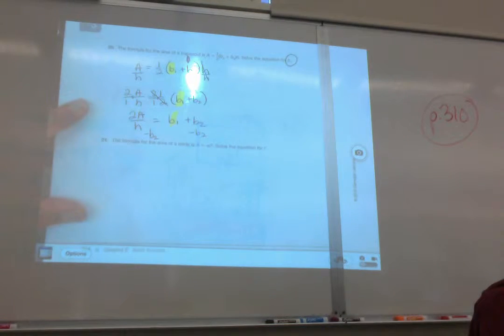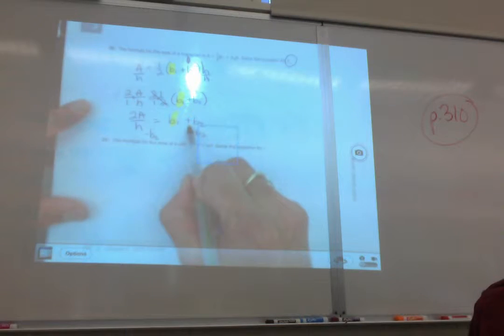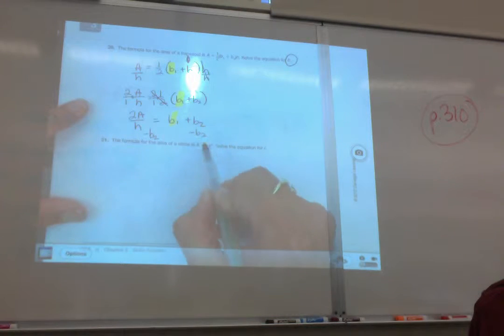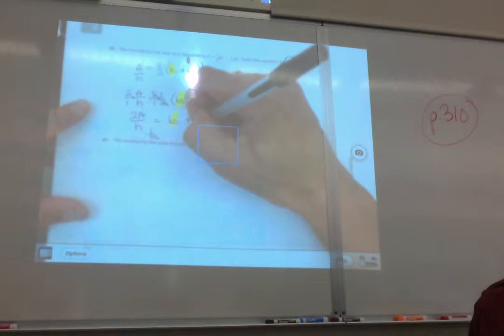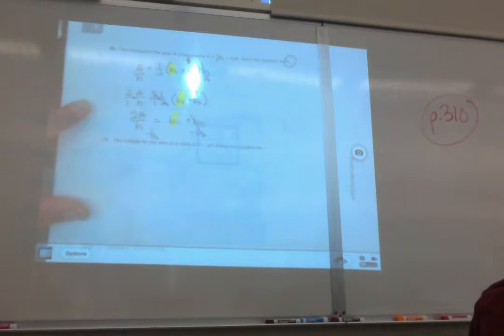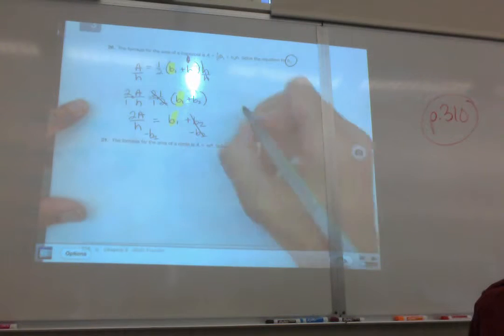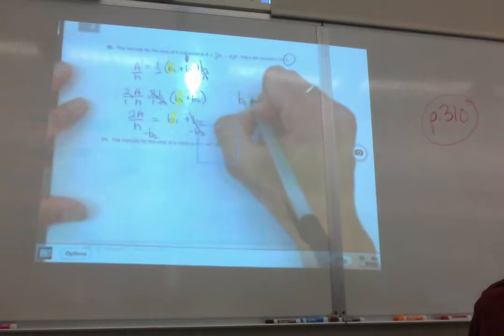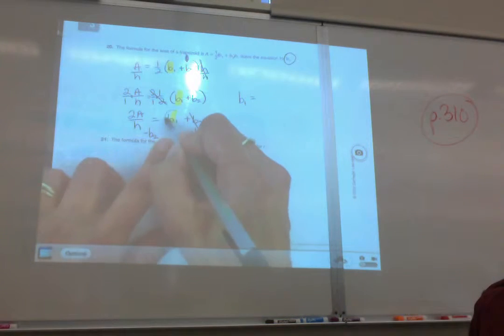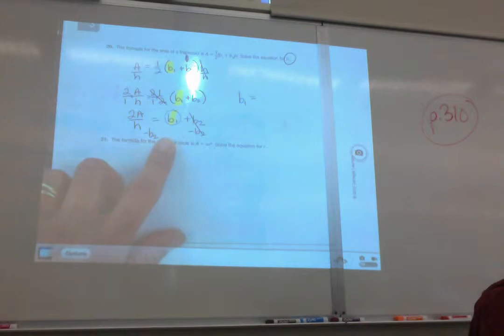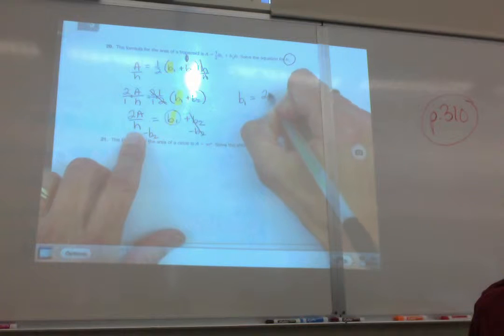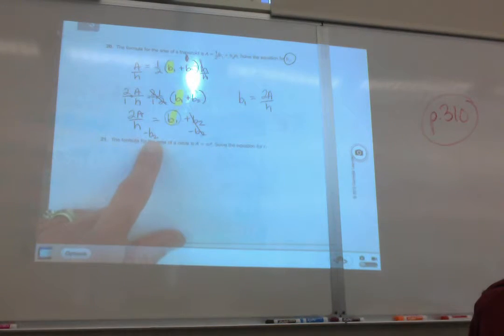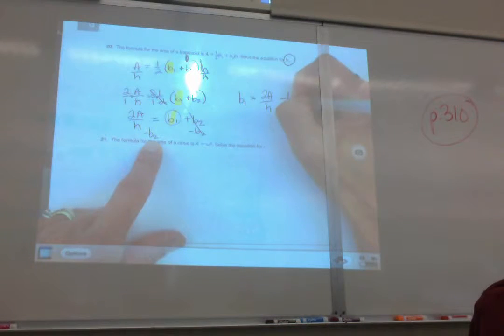We're subtracting a B2 because that was added to B1, and add and subtract cancel each other out. The way that we're going to write that is B1 equals. So B1 is now all by itself on one side of the equation. I have 2a over h that I now need to subtract B2.